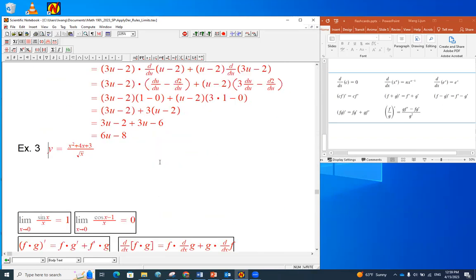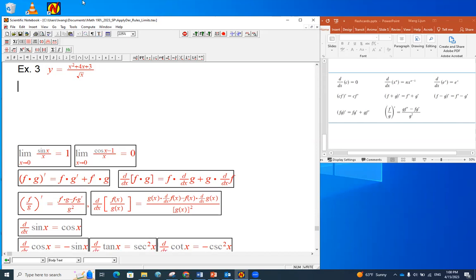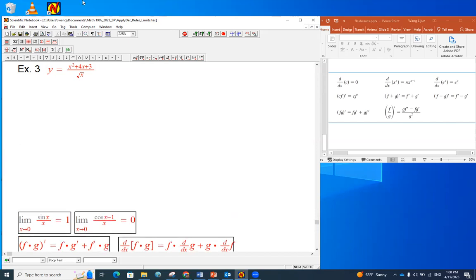Example number 3, yeah. You can do it by the quotient rule, right? You can also do it by reducing it and then using the addition and subtraction rule. This question actually showed up in the homework of 3.1. So I'm going to show you 2 different ways.